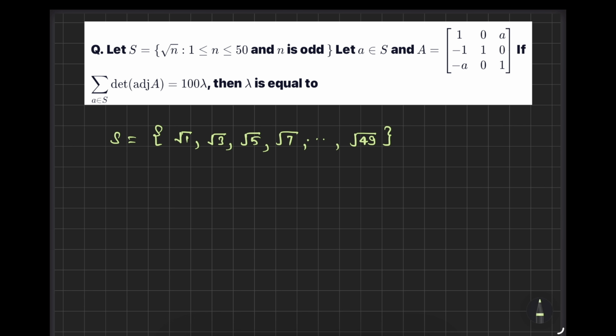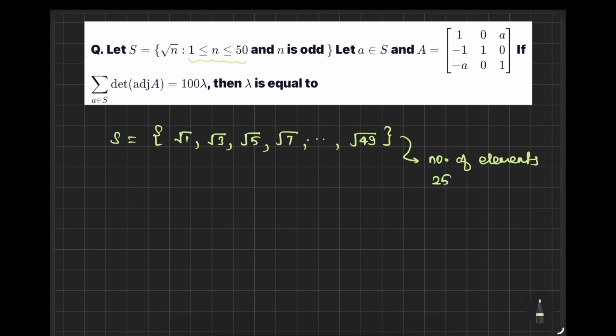Now you know that there are 50 natural numbers. Out of these 50 natural numbers, 25 will be even and 25 will be odd, and this is the odd set. So can I say that the number of elements will be 25? I hope till this part you guys are okay.